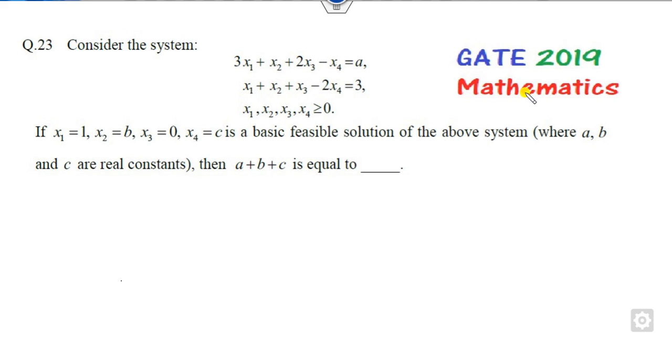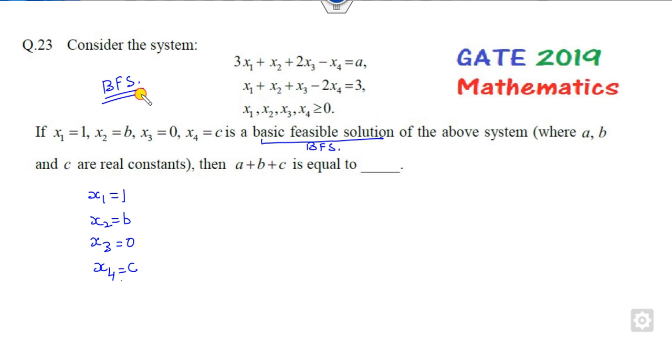Okay, look at the last question. This is question number 2019. This is the BFS. They are not talking about the solutions. What is given to you? X1 is 1, X2 is B, X3 is 0, X4 is C. So I will tell you what is the BFS.